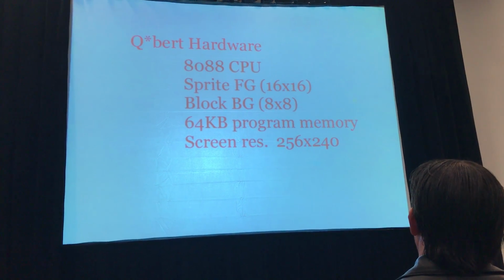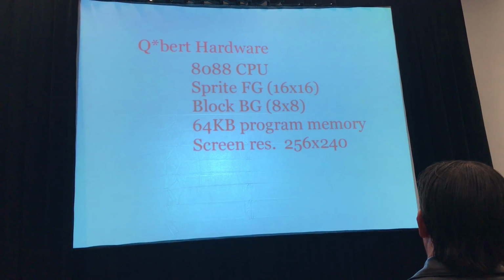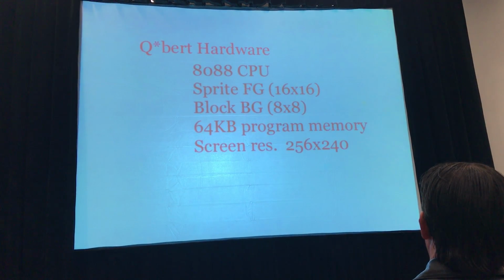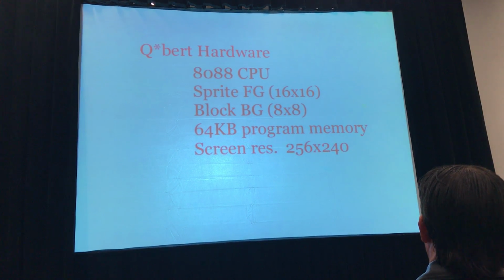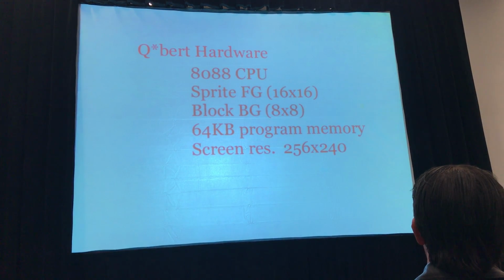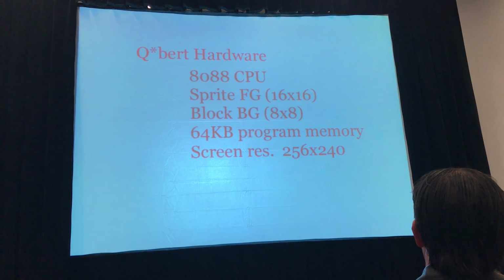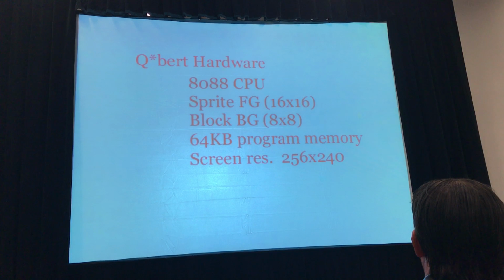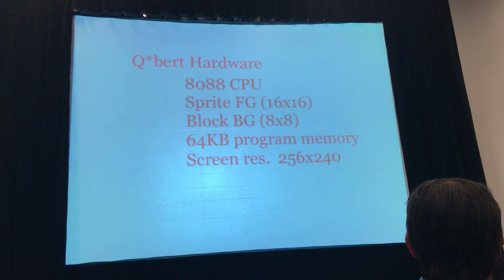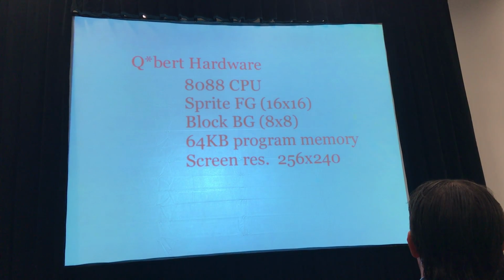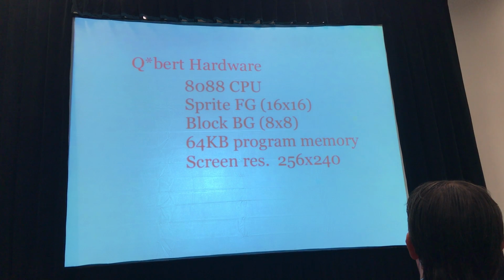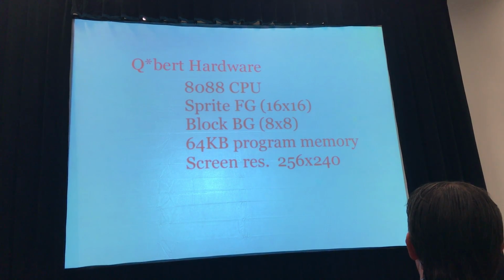This is just, if you're tech dudes or gals, the CPU is an 8088. Our sprite images, I think I said, the foreground is 16 by 16, not 32 by 32. Coily was two, so he was 32 tall. The background blocks, 8 by 8 pixels. We had 64 kilobytes of memory. That's how much memory we had for the entire game.